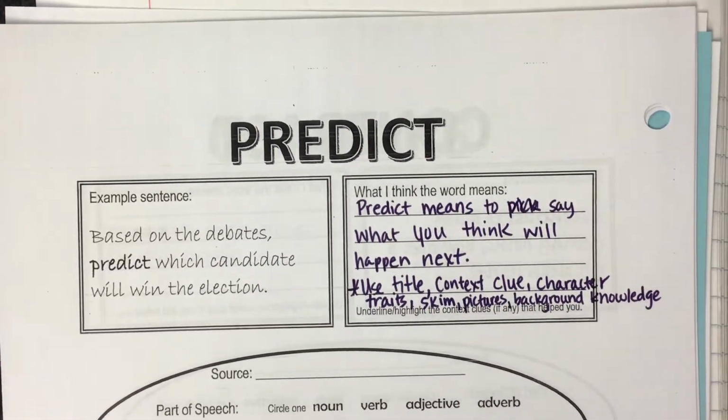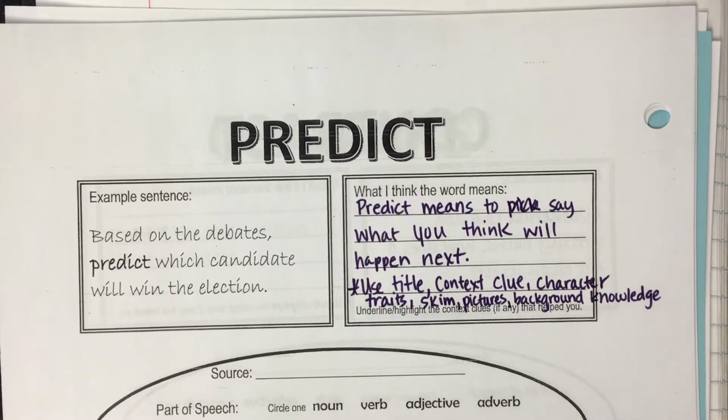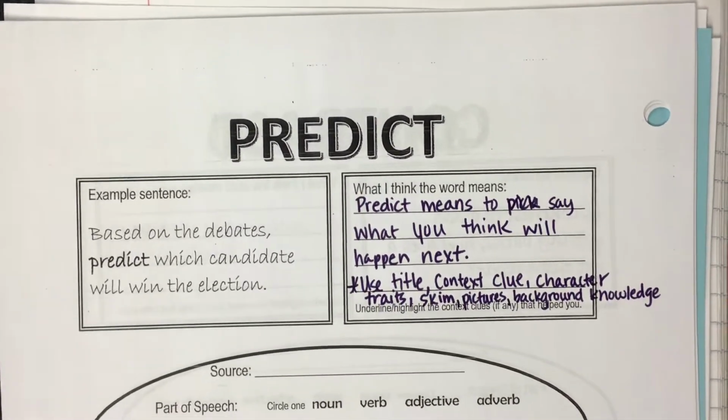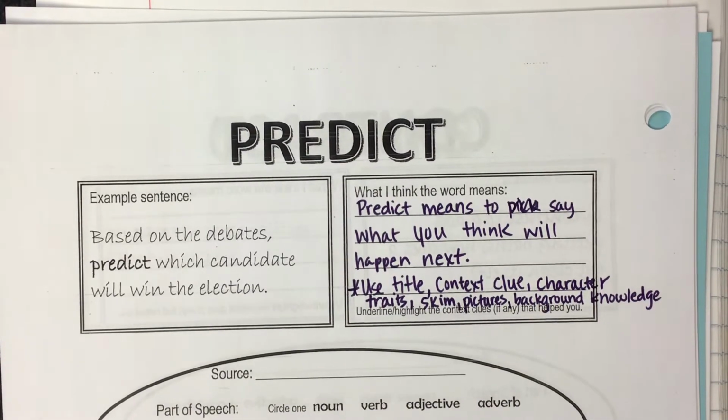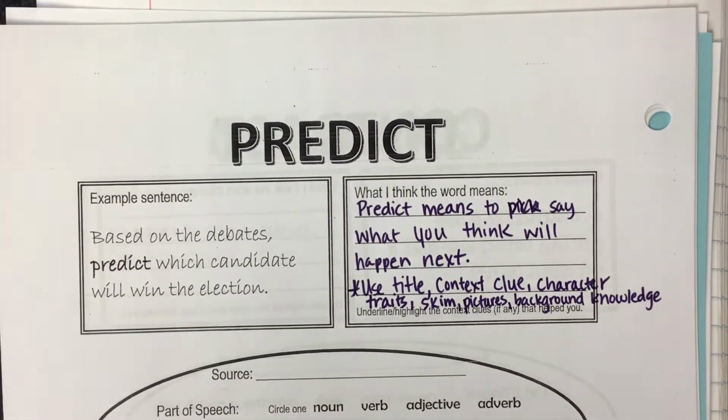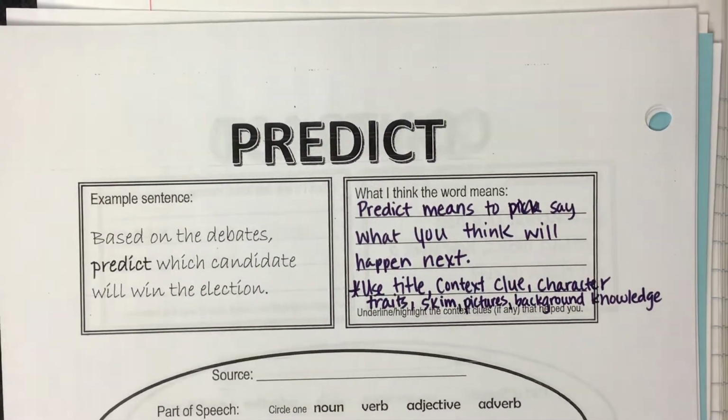Okay, so when we make a prediction, we can't just write in anything that comes to our head. We need to use the title, our context clues, character traits, our background knowledge. We can skim, we can scan, we can look at pictures, but we're not just writing random things and then saying, oh, we're done, we predicted. That's not going to cut it, and you're not going to get points for that.